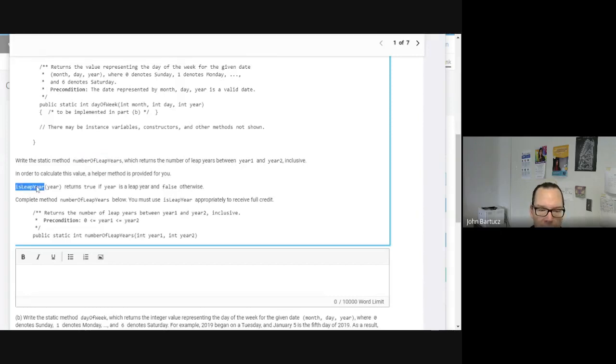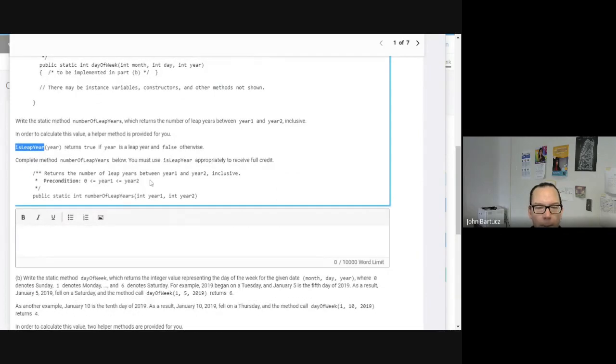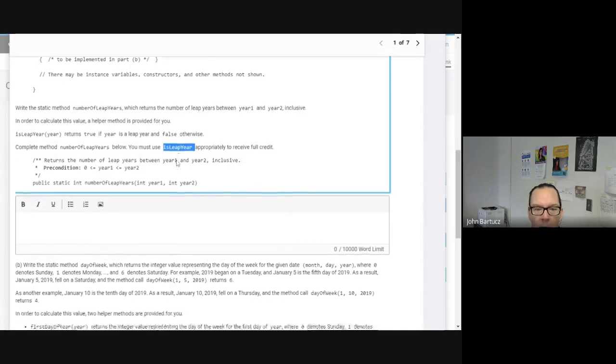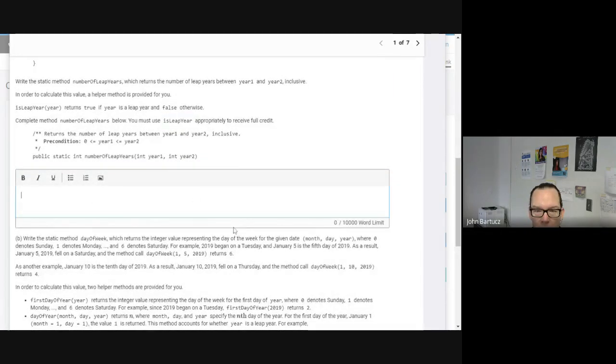You know you have is leap year. And you know that the years are incremental. You don't have to deal with negative numbers. So you have to use is leap year to receive full credit. So if you tried to write a method that figures out whether it's a leap year or not, you would not get full credit. You have to use their version. And then in here, you literally have to type your answer.